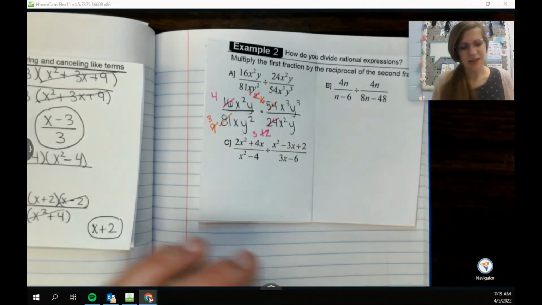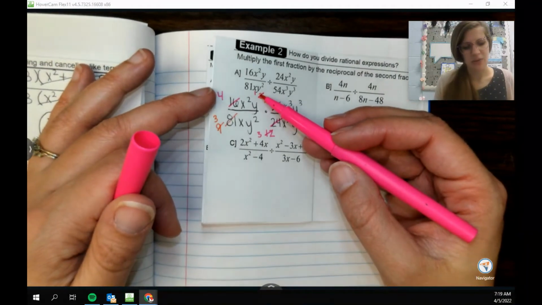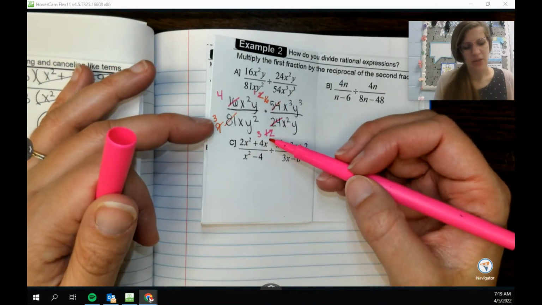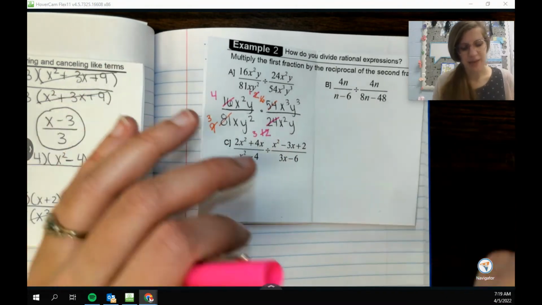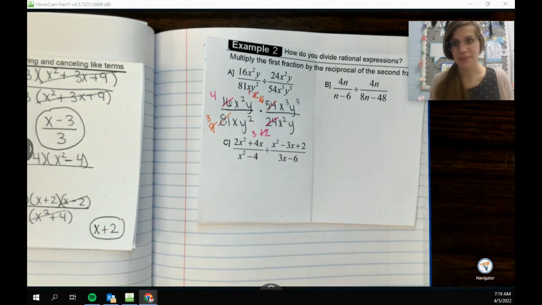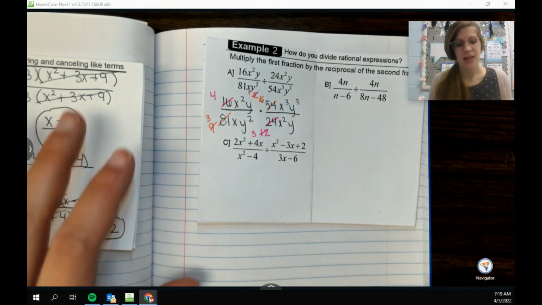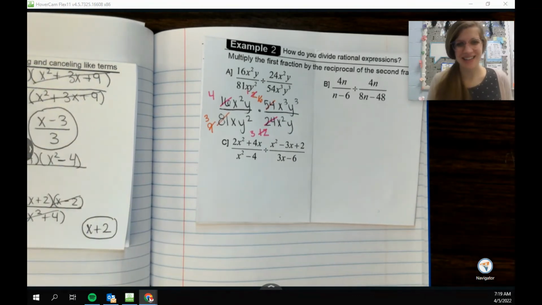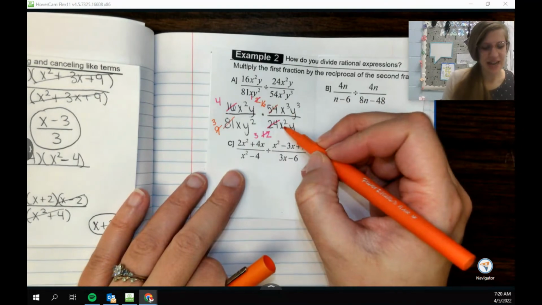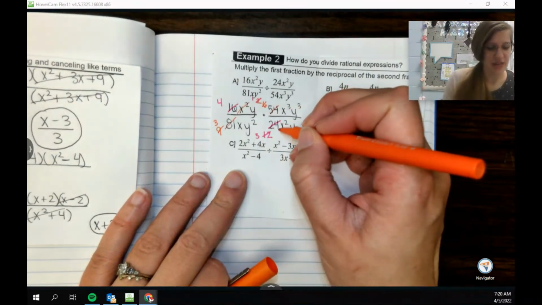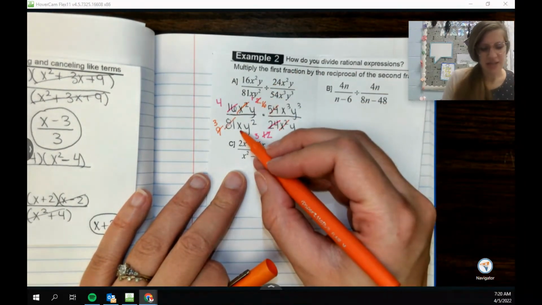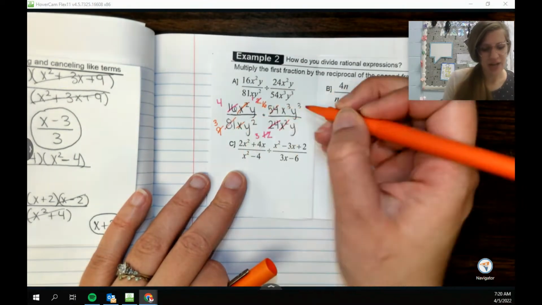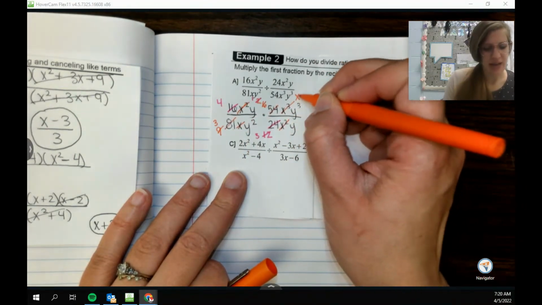And so I think I've done all I can with the numbers. 4 and 1 on top, 3 and 3 on bottom. Okay, that's kind of a mess. I'm so sorry. Then we can go with x's. So I have an x squared here and an x squared there, so they can fully divide out. Then I have this other x and an x to the third. So we're going to have 2 left on top.